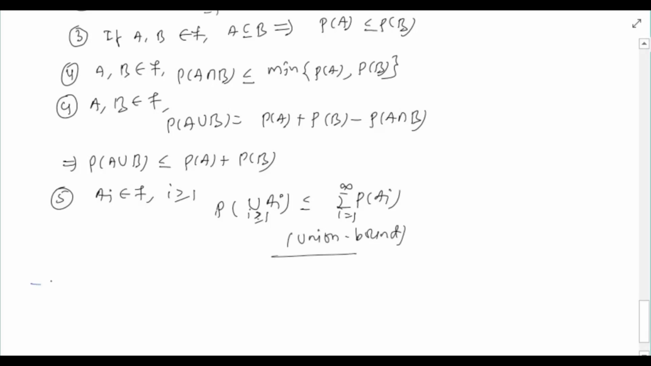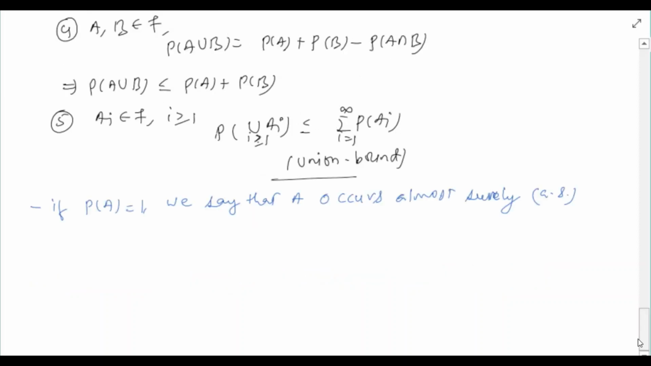A quick point before we move ahead. If for an event A, probability of A is 1, we often say that A happens or A occurs almost surely. In short, it's written as this. Let's see an example.